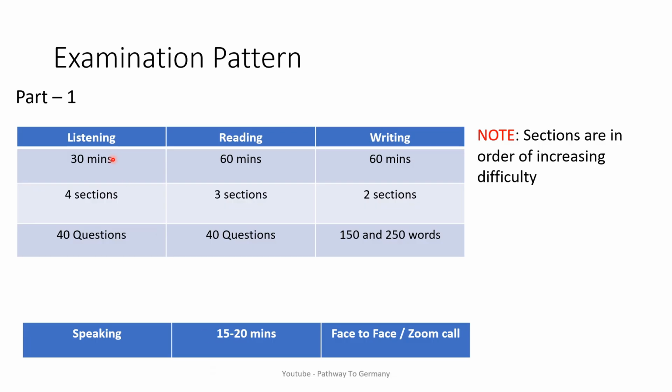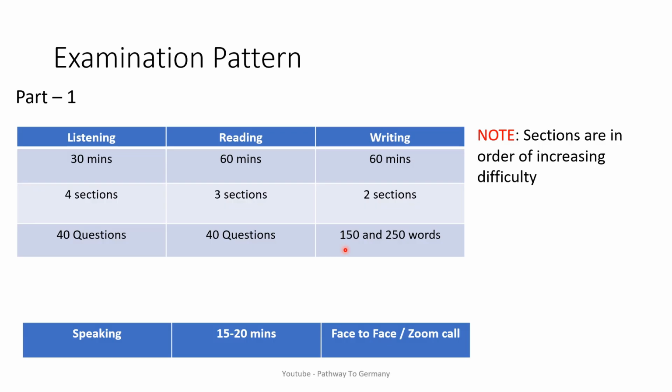For listening, we have 30 minutes, and we have four sections, with a total of 40 questions. And for reading, you have 60 minutes, and it is divided into three sections, with a total of 40 questions again. And for writing, again 60 minutes. In this, you have only two sections. In the first section, you need to write 150 words, and in the second section, you have to write 250 words.